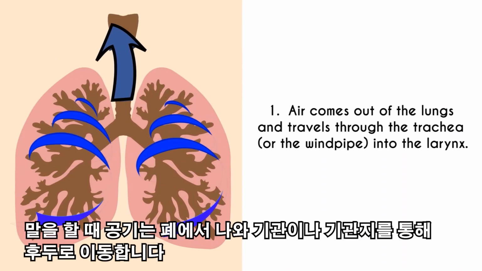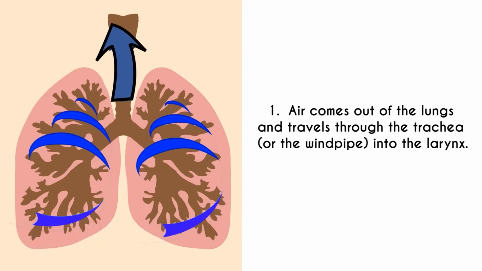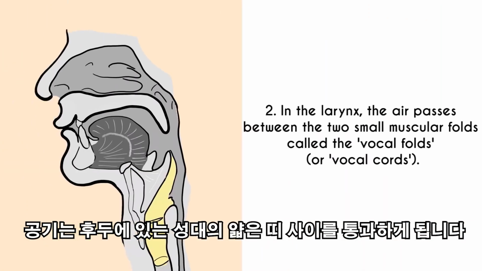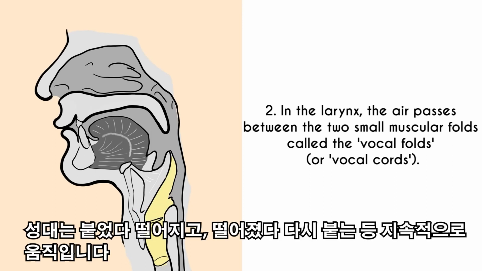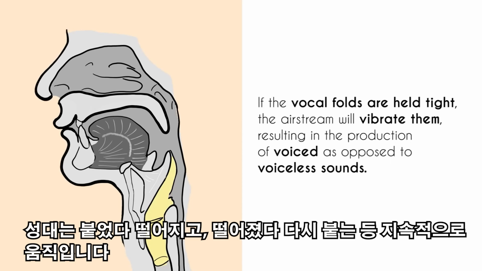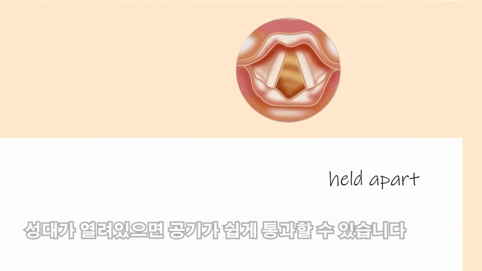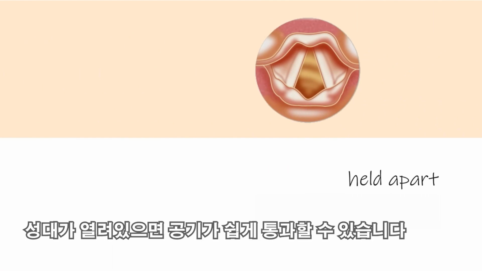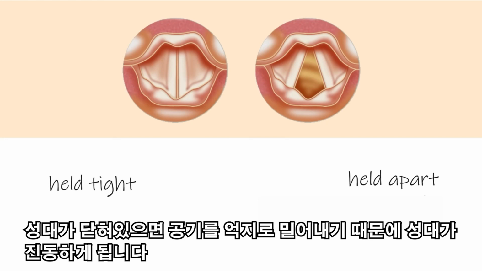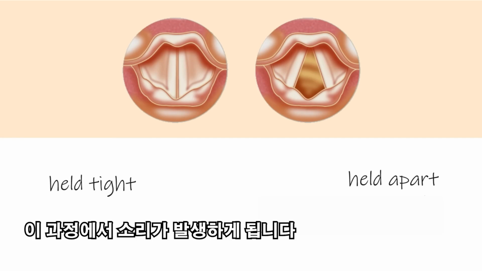So during speech, air comes out of the lungs and travels through the trachea or the windpipe into the larynx. It passes between two small muscular folds called the vocal folds or the vocal cords in your voice box. Those vocal folds can have different positions. They can either be tightened, touching each other, or they can be held apart. If they are held apart, the air can pass easily through them. If they are held tight together, when air pushes through, it vibrates them. This is where actual speech starts.